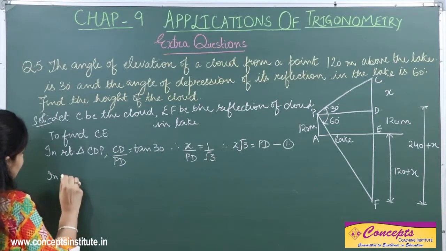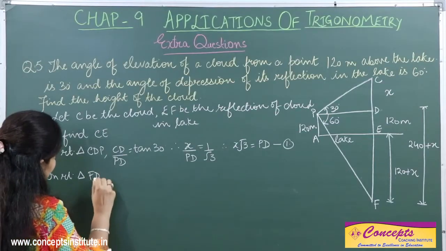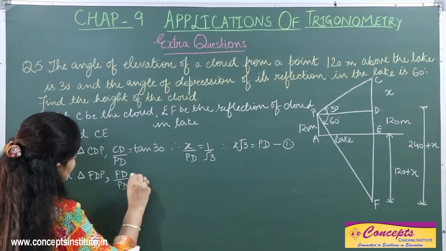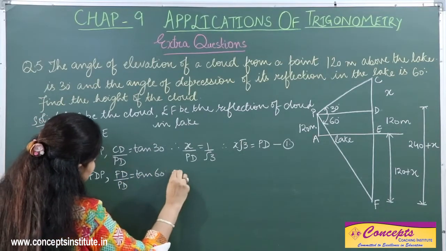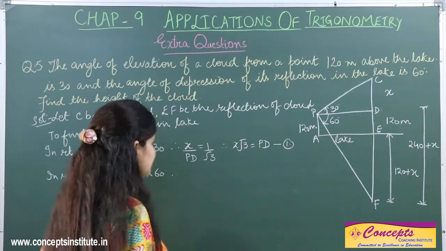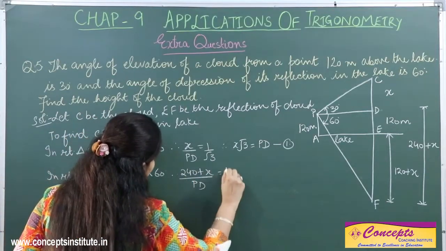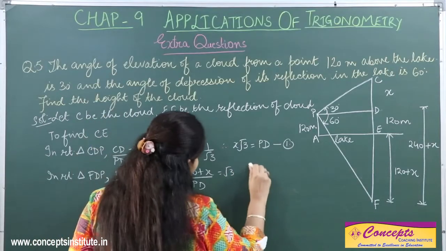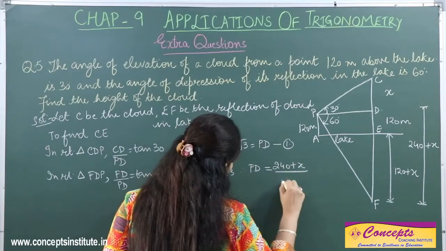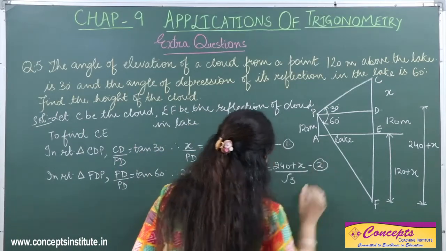Now in right triangle FDP, what do I have? Perpendicular is FD. So FD upon PD is tan 60. Now what is FD? As I have already found out, FD is 240 plus x. So therefore 240 plus x upon PD is root 3. So what would PD come out to be? It would be 240 plus x upon root 3. As you can see, root 3 will come down and PD will go up. So this is the second equation.